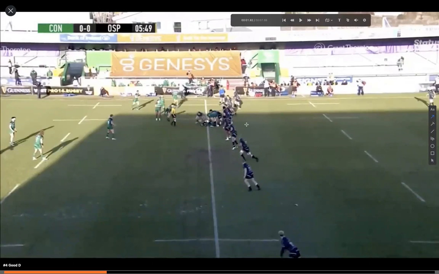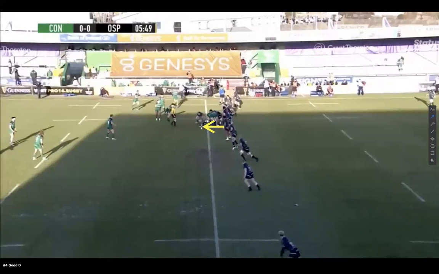Not keeping the line. What we want to see him doing is what we're going to call catching up with the ball. So coming square up the pitch, running in a straight line up the pitch.